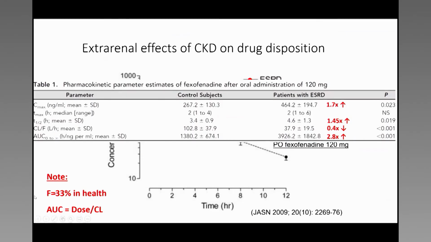Noting that normally in health, bioavailability is about 33% of this drug. So therefore, factors that impact on bioavailability would increase the concentration. And this is what we see. So the Cmax is increased 1.7-fold. The half-life is 1.5 times longer. We have a halving of the clearance, and the AUC is increased by 2.8-fold.